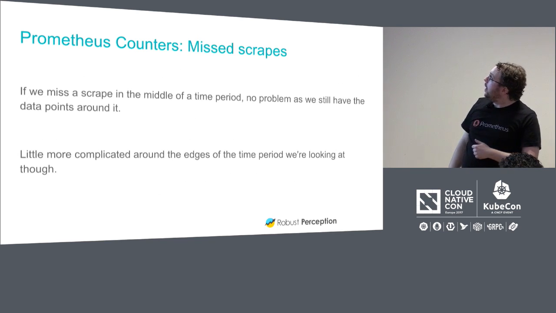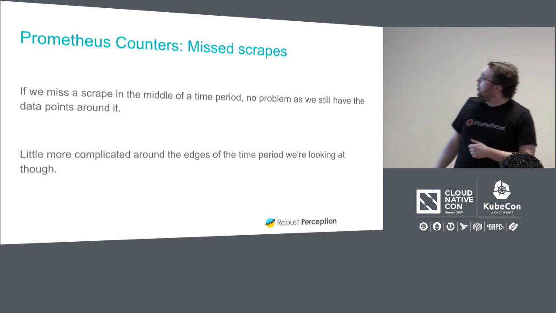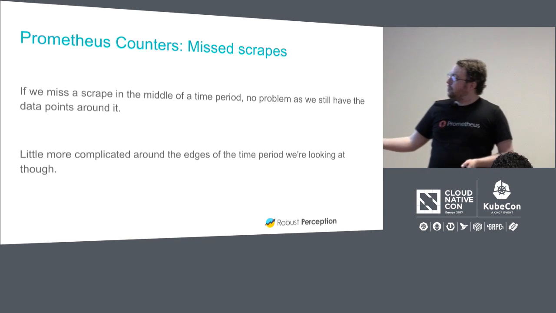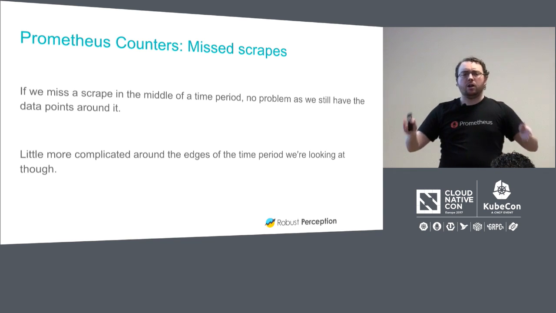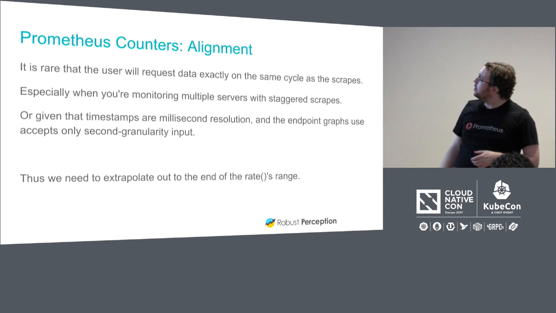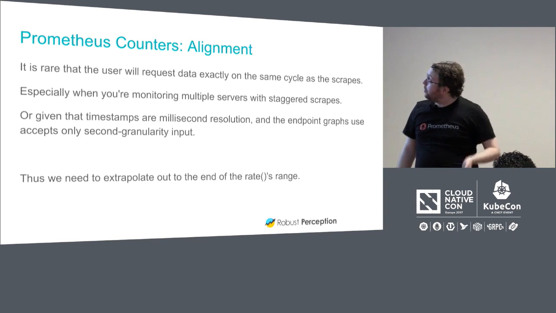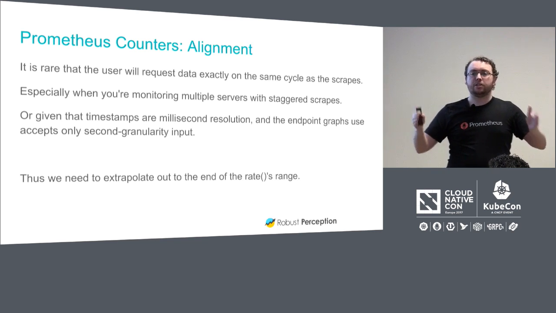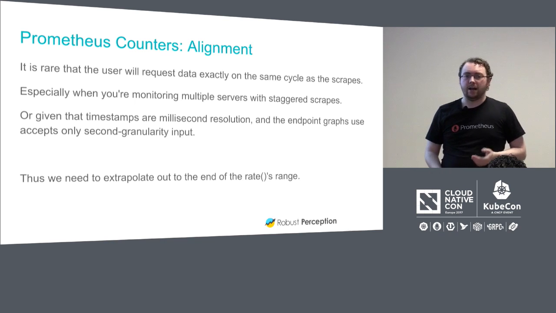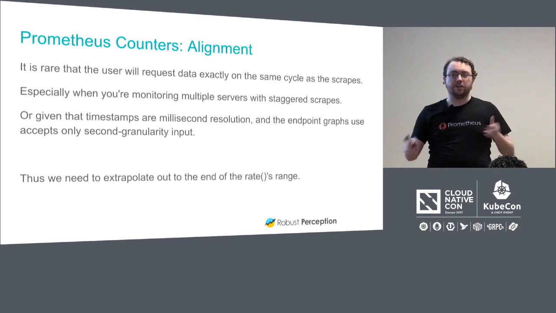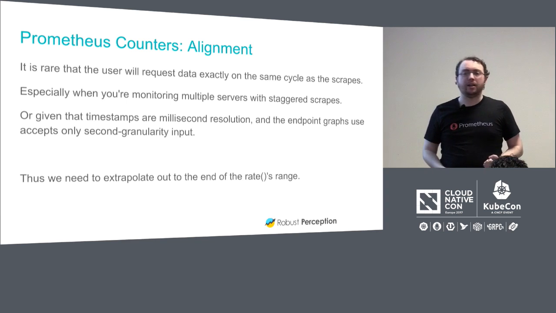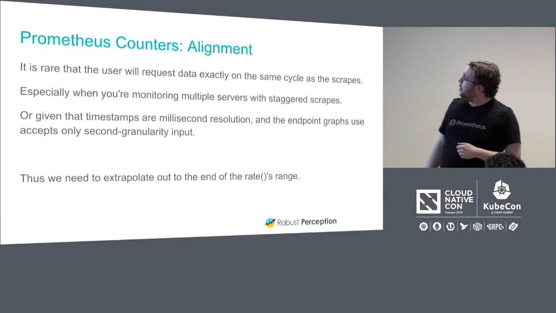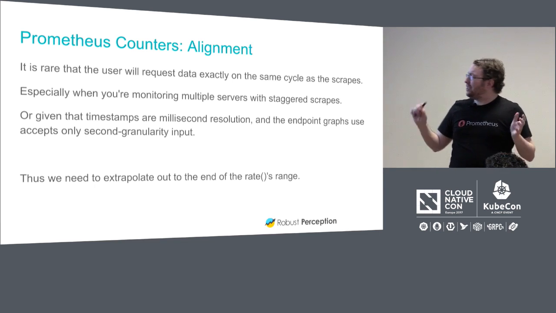The second question is missed scrapes. Well, if we miss a scrape, it's fine. We've still got data points around it, and everything just works. But what happens just at the edge of the time period we're considering? That's more complicated. It's very rare that the rate will align perfectly with the scrapes, especially once you have more than one target. And in Prometheus at least, scrapes are staggered at 1 millisecond intervals based on the hash of the target labels, so they're going to be spread all over that 5 minutes pretty evenly. And our timestamps are millisecond resolution, so have fun with that.